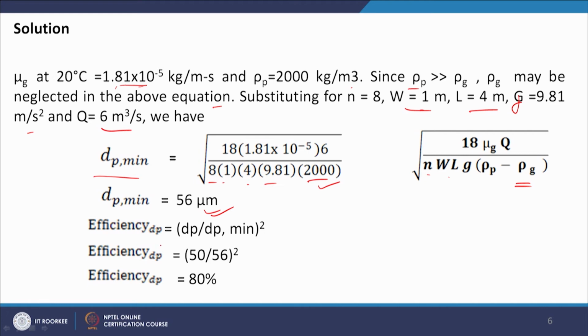Now, efficiency for dP, for any other particle size. If we want to calculate the efficiency for any other particle size, then it is proportional to dP squared. So, the efficiency of any particle size is equal to dP by dP minimum, squared. So, the efficiency for 50 micrometer particles: dP 50 by 56 squared. So, that is equal to 80%. So, this is the first part.